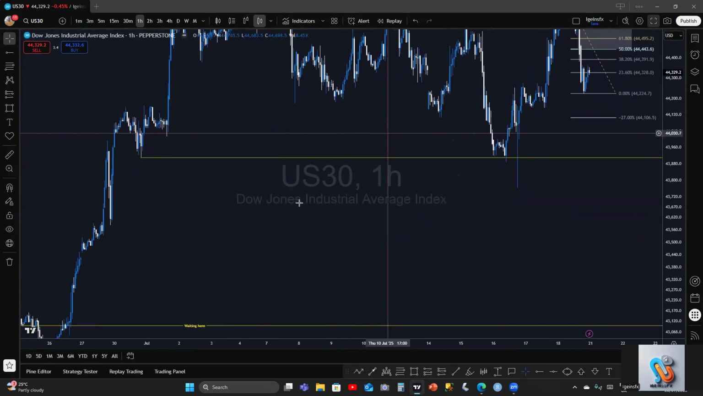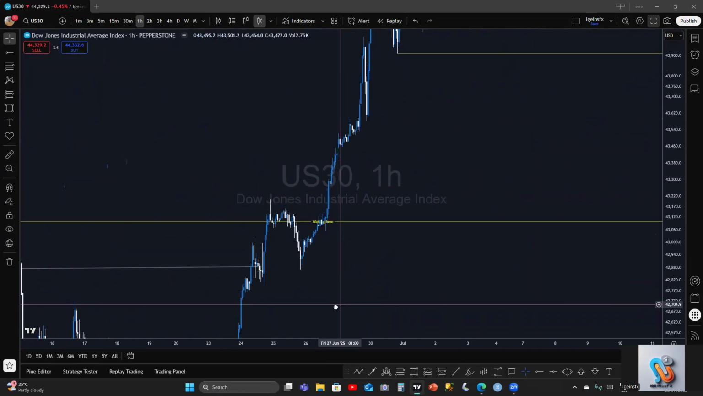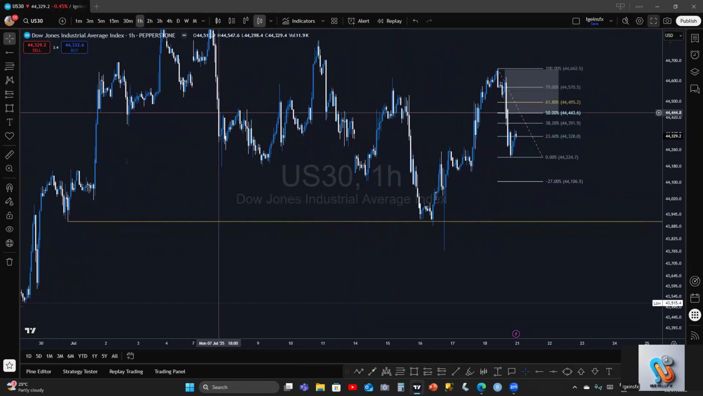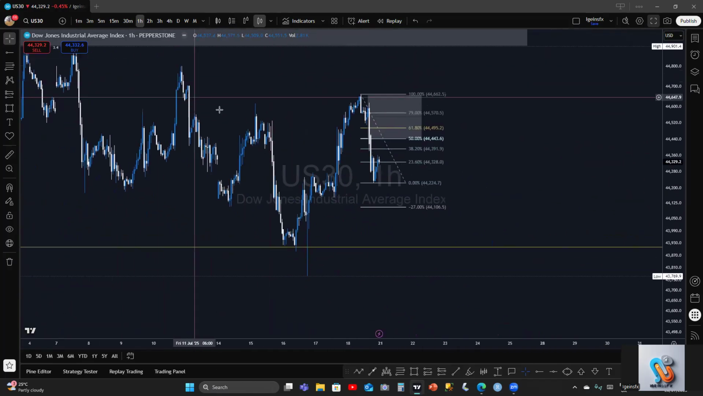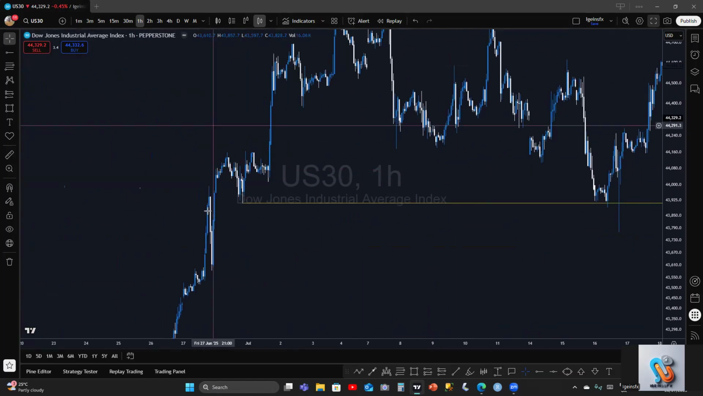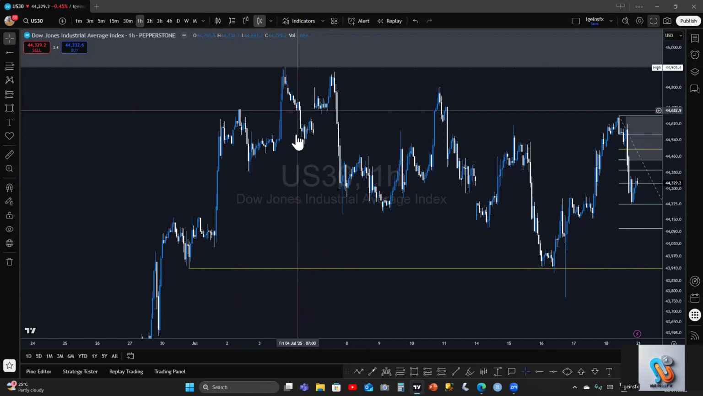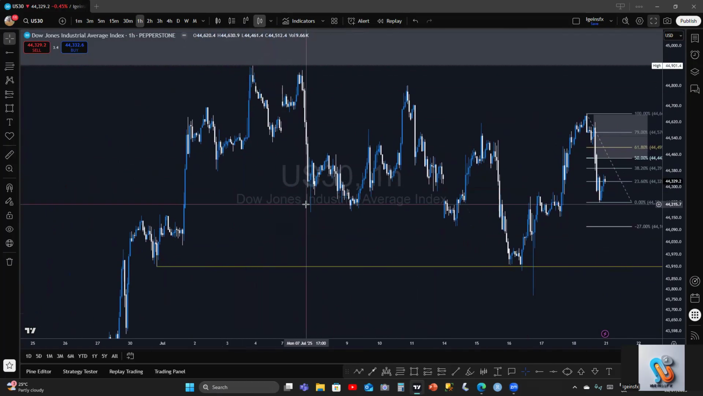So it's like that. So as far as I'm concerned, on this US30, the current trend here is what? This current leg is bearish. The overall trend is bullish, but the current trend is making its way down like this.